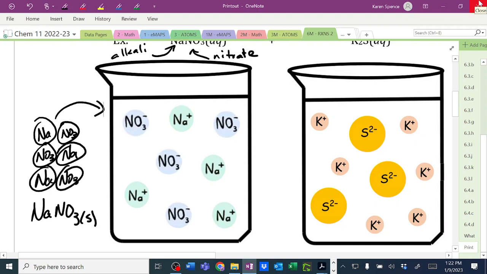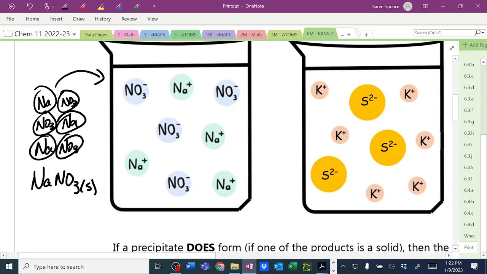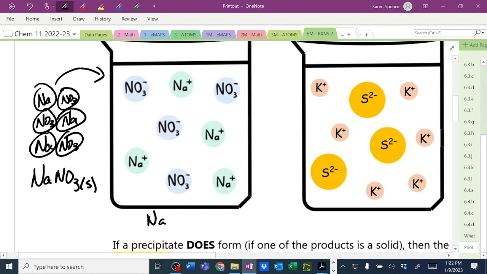So this is what's happened here. We've taken some sodium nitrate and we have dissolved it in the water, and now we have free floating ions. We have Na+ aqueous and NO3- aqueous. We can write them together as aqueous, and it still means that they're separate.